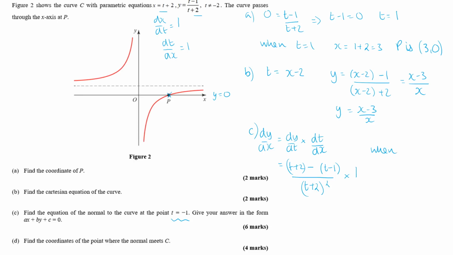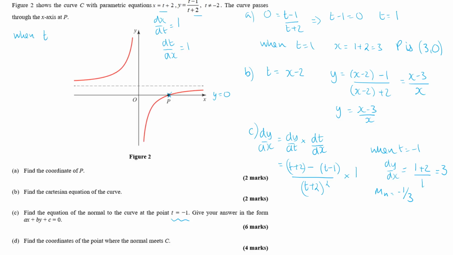So when t is equal to minus 1, dy by dx will equal minus 1 plus 2, which is going to be 1, minus 1 minus another 1 is minus 2, and minus 2 will be plus 2, all over the bottom squared. Minus 1 plus 2 is 1, and 1 squared is 1. So the gradient's going to be 3. So the m of the normal is going to be minus a third. So all we need to do now is find the point.